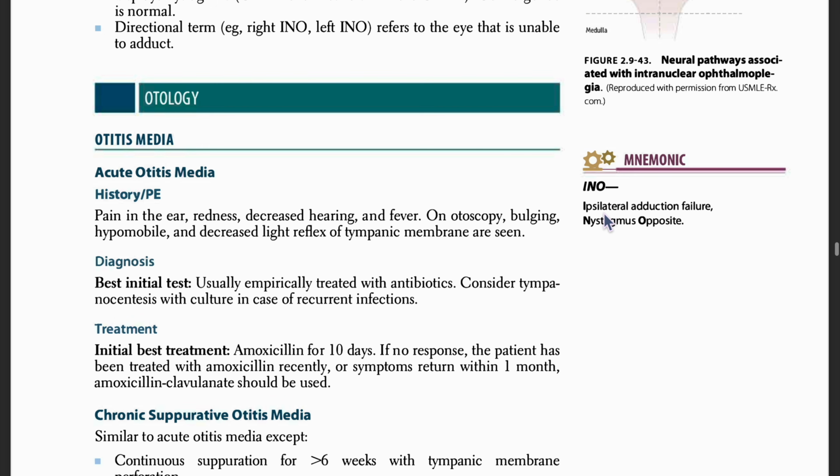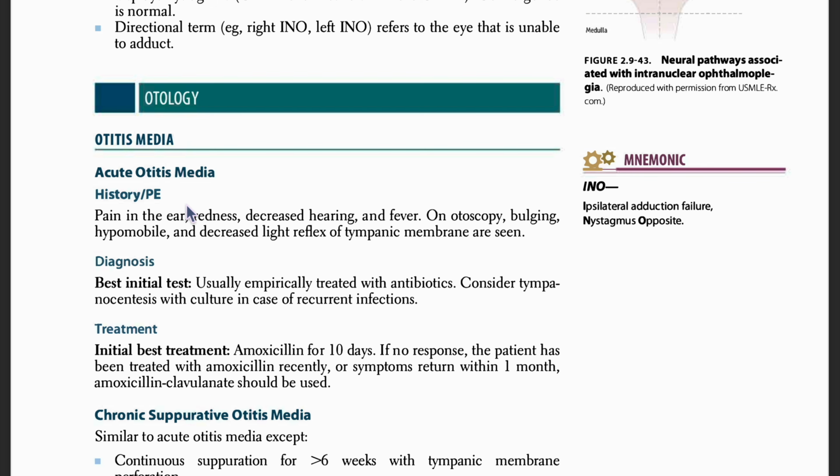Mnemonic, I know. Ipsilateral adduction with the D, delta, failure. Nystagmus opposite. Right, so ipsilateral adduction failure and nystagmus on the opposite side.